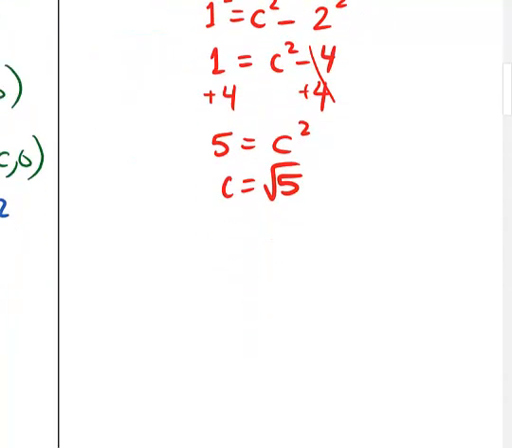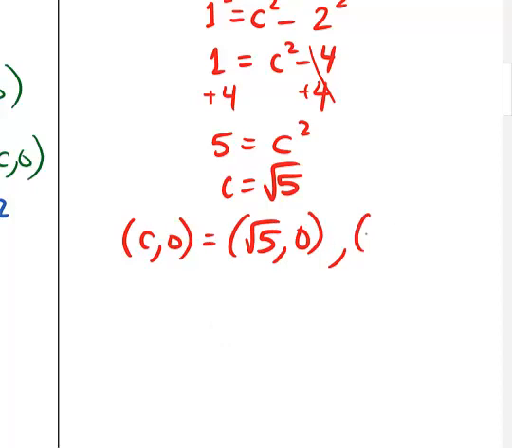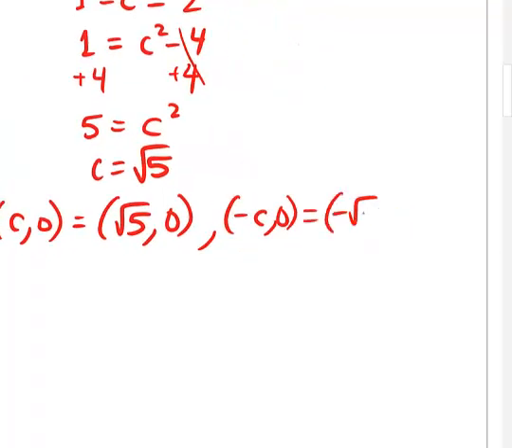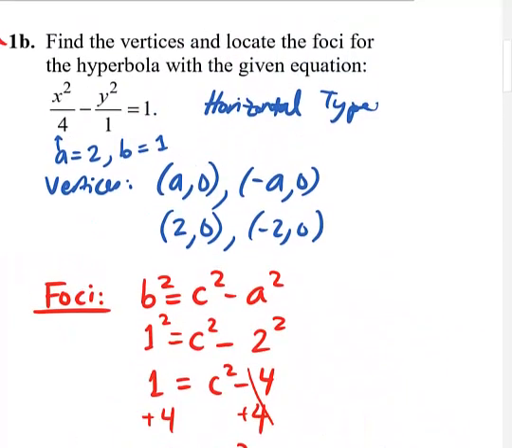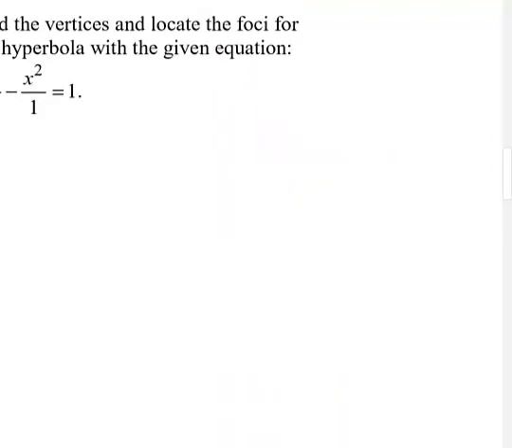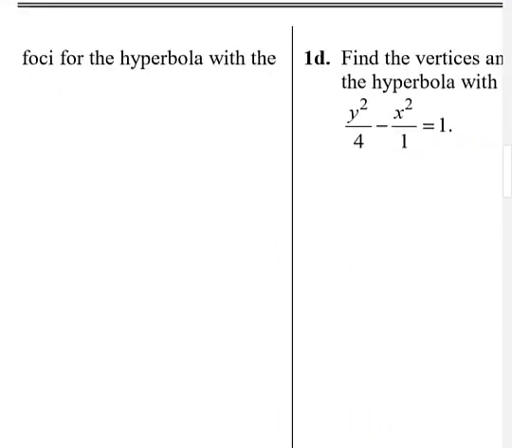That means our foci are located at c comma 0, which is square root of 5 comma 0, and negative c comma 0, which is negative square root of 5 comma 0. I think that's all they wanted, right? They said vertices, foci, yeah. Now that we're familiar with that piece of it, they're going to add a little more to these problems pretty soon.